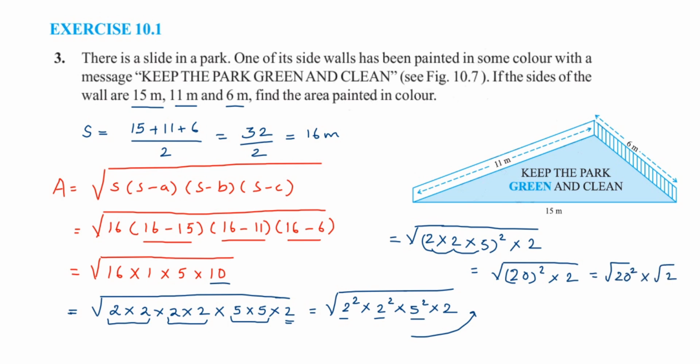So square and square root will get cancelled because they're inverse operations. Square root's inverse operation is square and vice versa. So they'll get cancelled. We're left with 20 and here we have square root 2. So this is the answer. So this is the area and the units will be meter square. I have not written the units in the beginning, but you have to write it at the end. So 20 square root 2 meter square is the answer. This is the area of this triangular region which is painted.